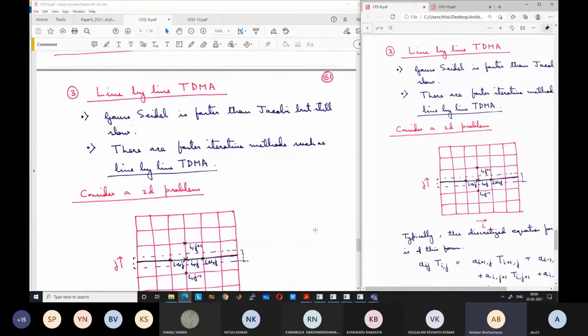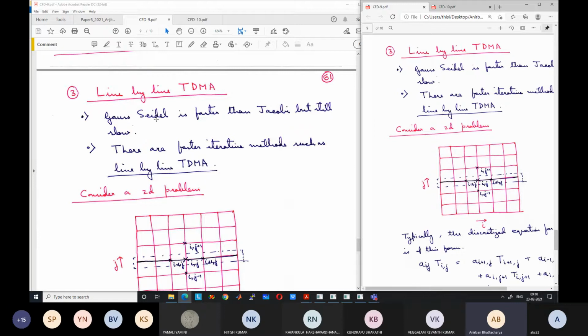So we will continue to the next method. The final method that we are going to study for these iterative schemes is known as line by line TDMA, line by line tridiagonal matrix algorithm. This is a modification of the TDMA method that we have studied for the 1D problem, but this is used for 2D or 3D problems, and this is much faster than other iterative methods. Okay, this is much faster than the Gauss-Seidel method.